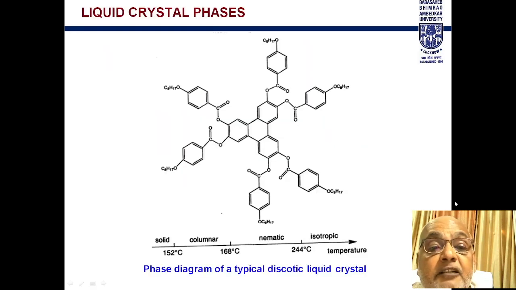This is a typical example of a discotic liquid crystal, whose phase diagram is: it is solid up to 152 degrees centigrade, and then up to 168 degrees centigrade it maintains columnar, and then from 168 to 244 degrees centigrade it maintains the nematic phase, and then goes to isotropic.